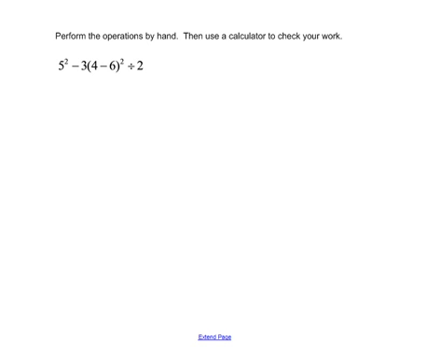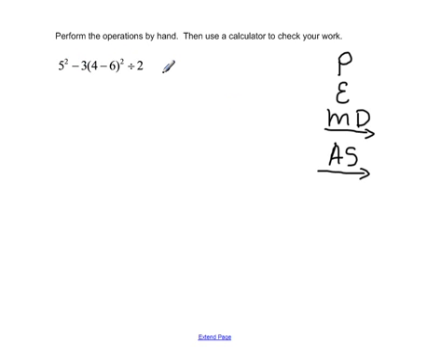Perform the operations by hand, then use a calculator to check your work. So we have lots of things going on in this problem here, so let's jot down our order of operations over on the side. So we're going to work what's inside parentheses or other grouping tools first, and then we're going to do our exponents, and then we're going to multiply or divide going left to right, and then we're going to add or subtract, again going from left to right.